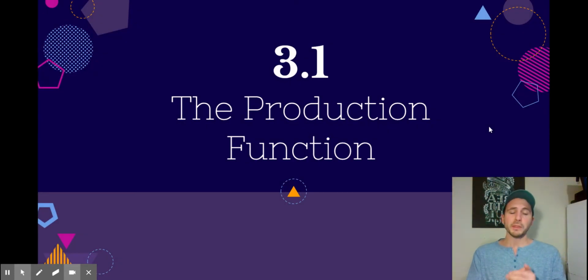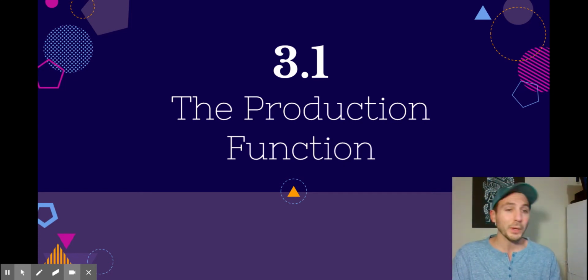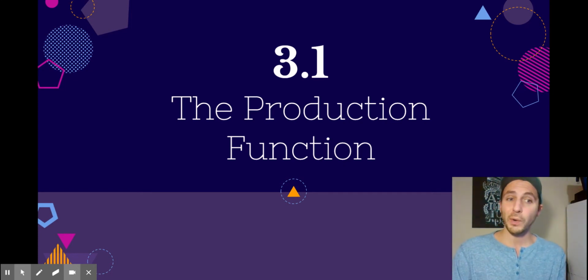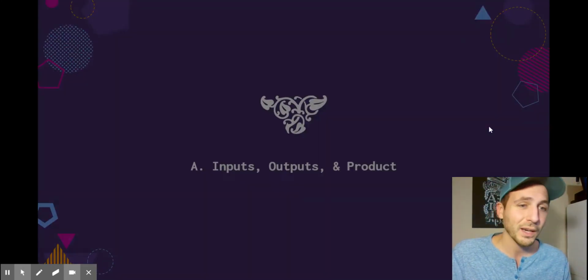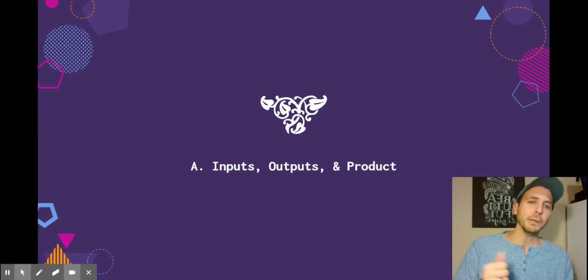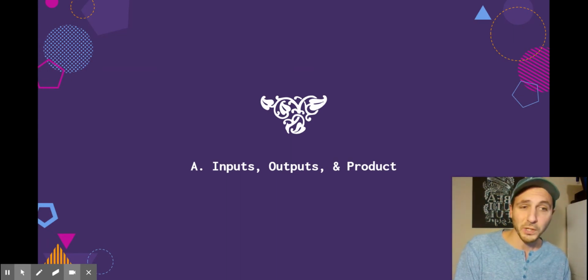Okay, so first we're talking about the production function. The production function is a graph, and you actually don't have to draw it. You just have to know how to analyze it and get the three stages of returns. We'll get there, I promise you. Here we go. So we're looking at inputs, outputs, and product in order to understand what the production function is.